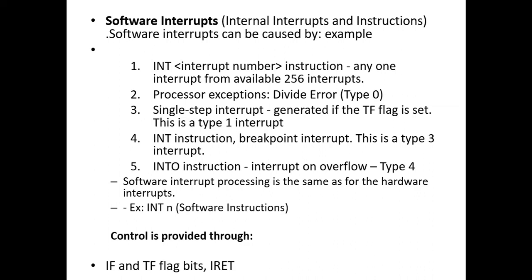The 8086 will push the flag register on the stack, reset the trap flag and interrupt flag, and push the CS and IP values of the next instruction on the stack. Next is processor exception, that is divide error. The 8086 automatically does a type 0 interrupt if the result of a division operation is too large to fit in the designated destination register, or if some error situation occurs. Then it will invoke the type 0.